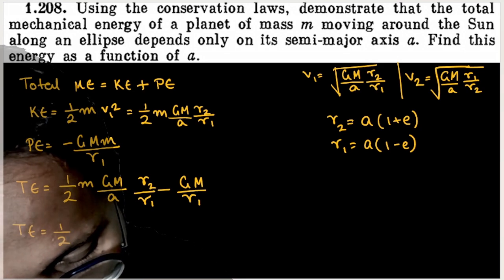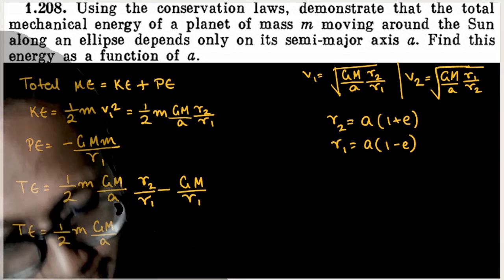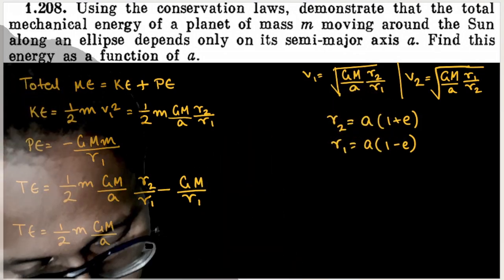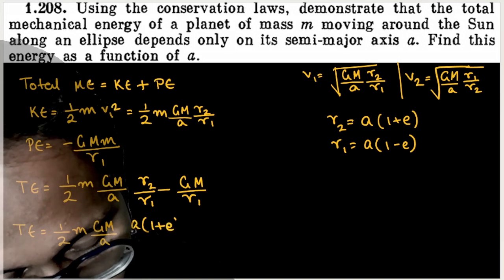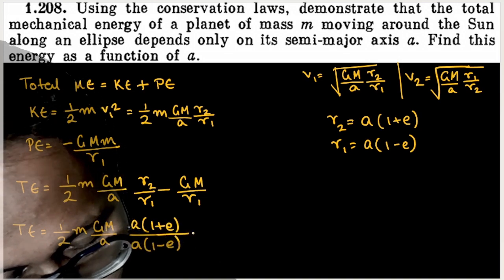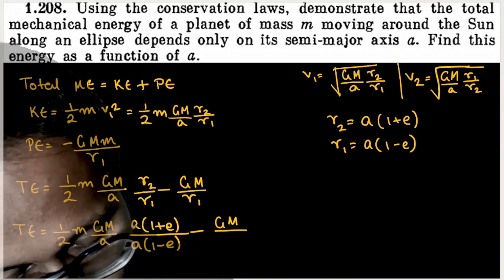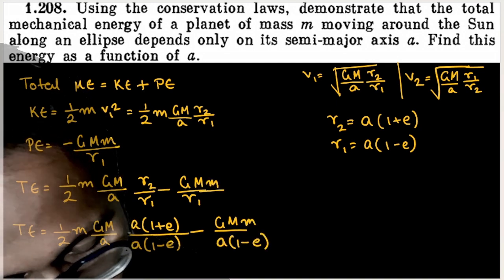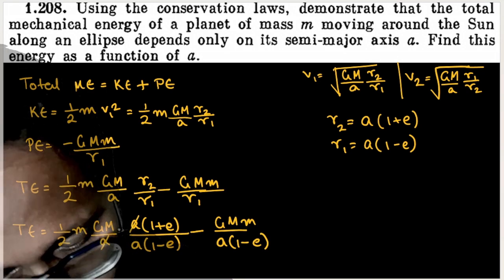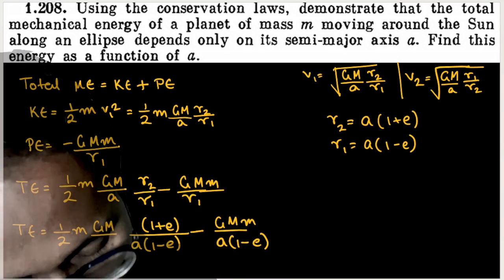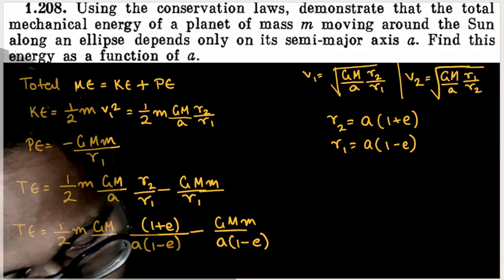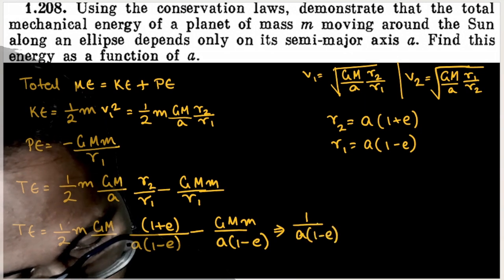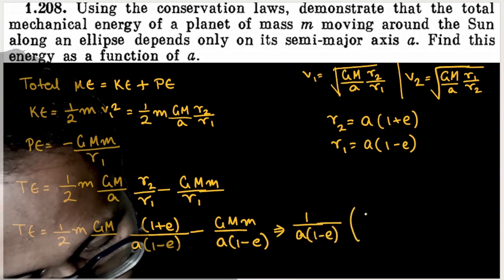Okay, so convert everything. Total energy is equal to half m GM by A. Why GM by A? Because R1 plus R2 divided by 2 was nothing but A, the semi-major axis. Into R2, which is nothing but A into 1 plus e, over R1, A into 1 minus e, minus G capital M small m, and don't forget the small m, divided by R1, A into 1 minus e. Cancel this A out here. If I take the LCM, I'm taking A into 1 minus e common from the denominator.